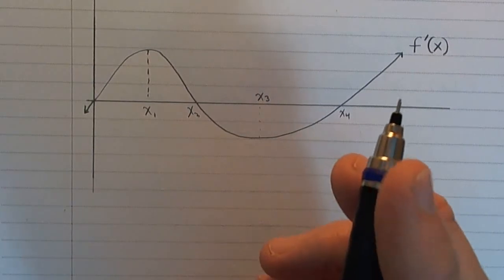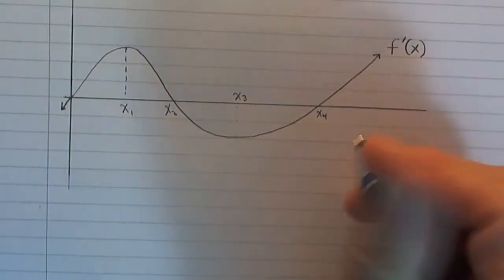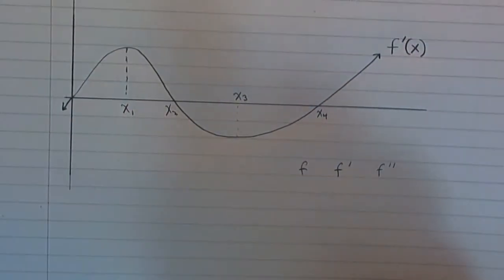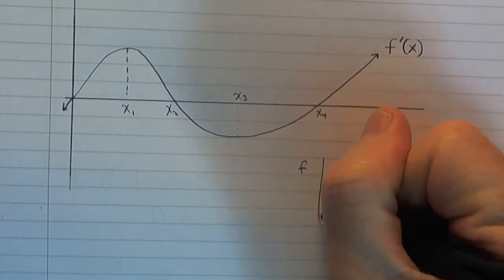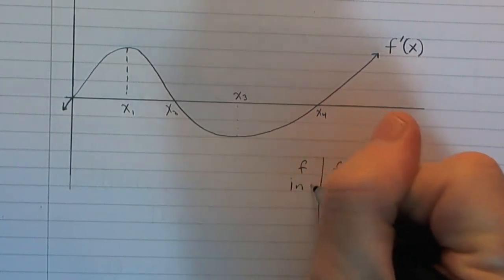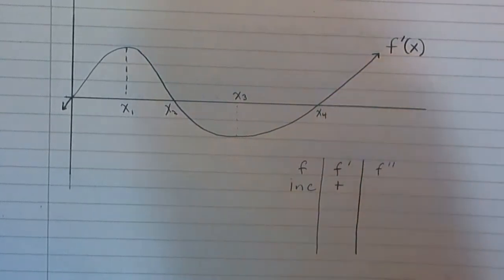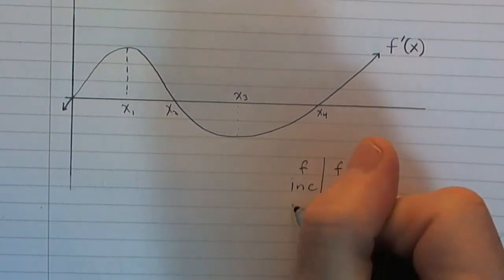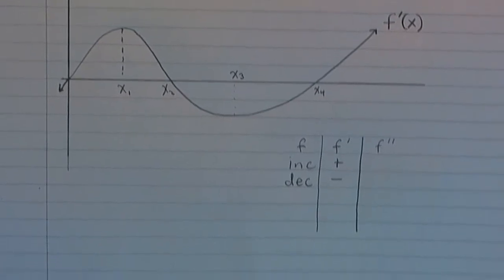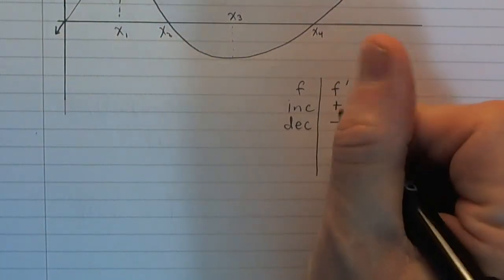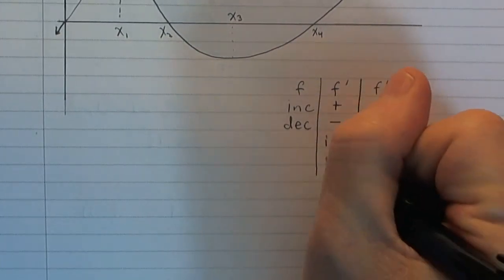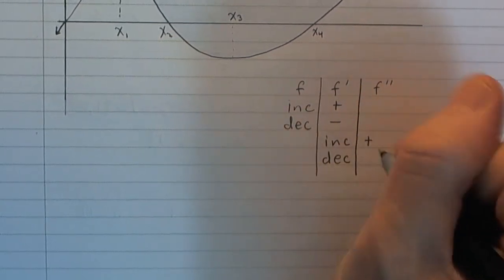So first of all, let's think about just the relationship between f prime and f double prime. Let me make a little table here. When f is increasing, the first derivative is positive. What about when f is decreasing? Well, the first derivative is negative. Now, let's bump that over here and say, what about when the first derivative is increasing? Well, the second derivative is positive. If the first derivative is decreasing, the second derivative is negative.